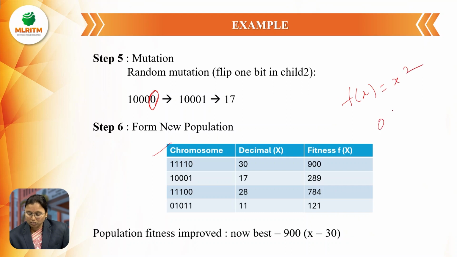The range is 0 less than or equal to x less than or equal to 31. So the highest value you are getting is 31. So the population fitness function is improved, because we are getting more than the previous one. Whatever we initialized, we are getting more than that. So 900 plus 289 plus 784 plus 121, we are getting more only.